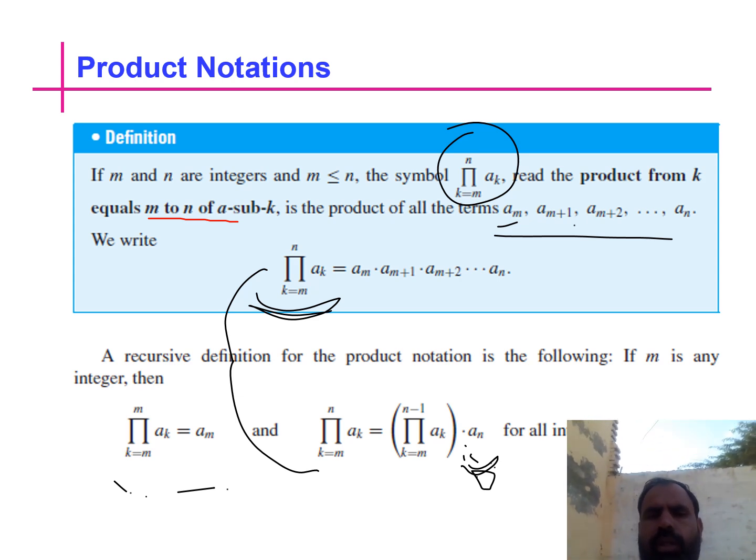A recursive definition for the product notation is the following. If m is any integer, then the product, k varies from m to m, of a_k is equal to a_m, and the product, k varies from m to n, of a_k is equal to the product of a_k, k varies from m to n minus 1, times a_n, for all integers n greater than m.